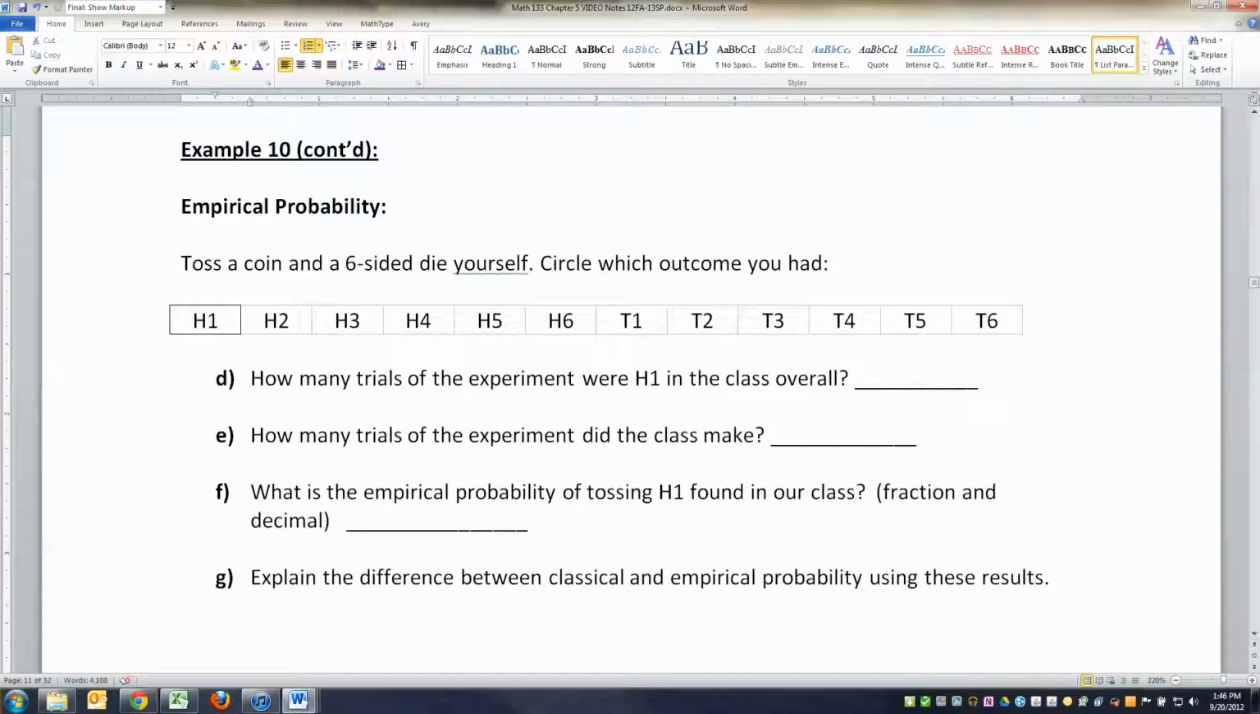If we go back to our page, it'll ask us how many trials did we do? Well, I did 30 because I pretended there were 30 people in the room. Oh, excuse me, I take that back. There's 30. This is 30. This one is how many are H1.